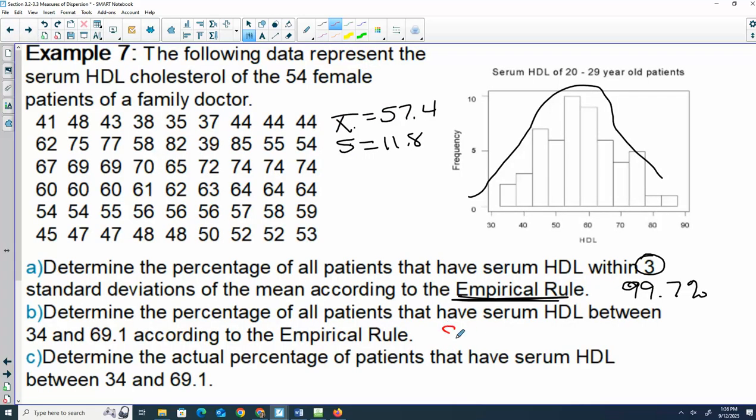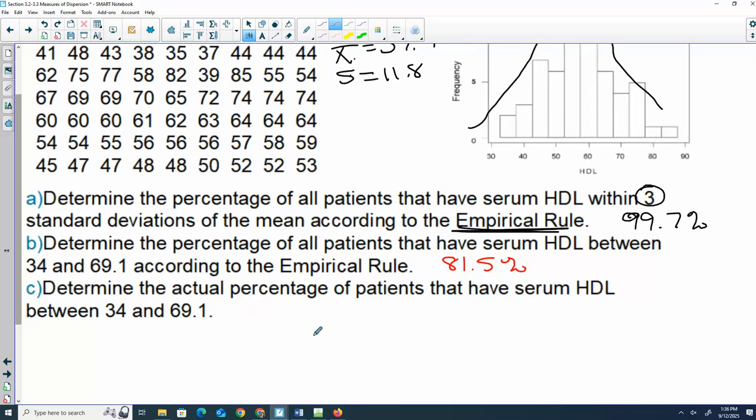So I would expect 81.5% of my points to be between that. All right, so let's find the actual percent. To find the percent, we have to find the number of points and divide by 54 because there were 54 patients. So I need to know how many numbers were between 34 and 69.1.